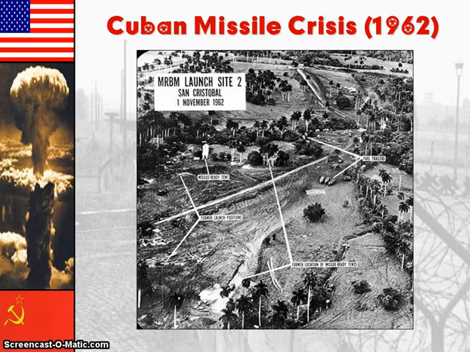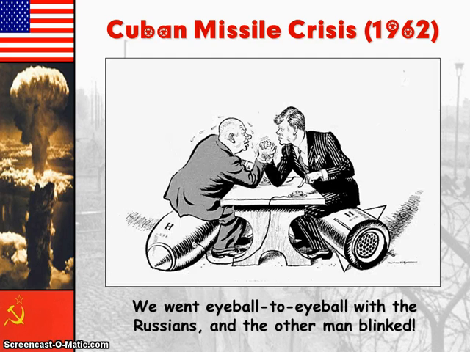In October of 1962, U.S. spy planes discovered that the Soviets were building underground missile launching sites in Cuba. President Kennedy responded by setting up a blockade of Cuba until the weapons were removed. The world feared that another nuclear war was soon to be had. Soon, though, Khrushchev agreed to remove the weapons in exchange for Kennedy promising not to invade Cuba.